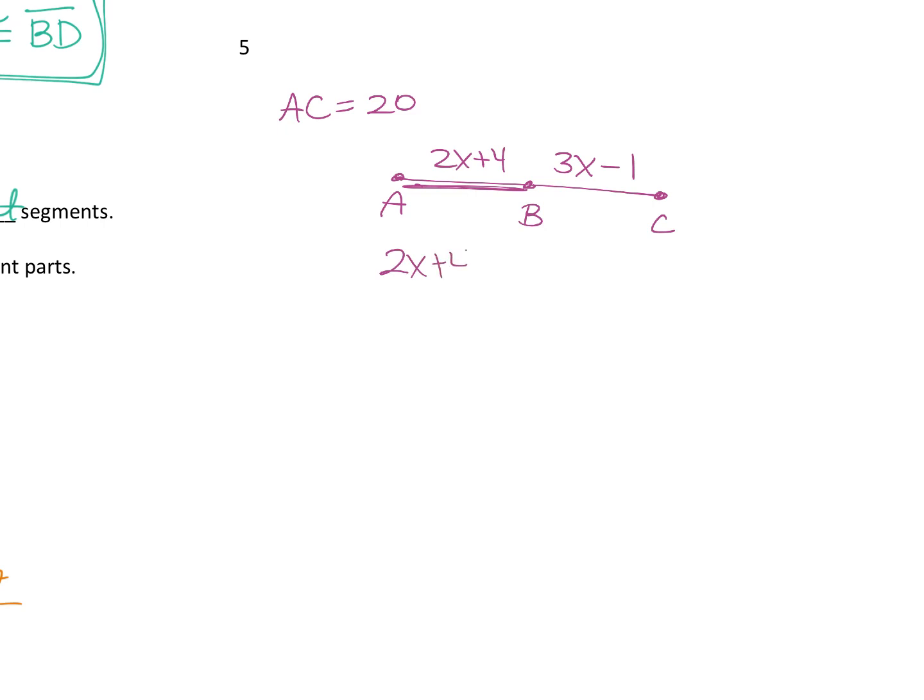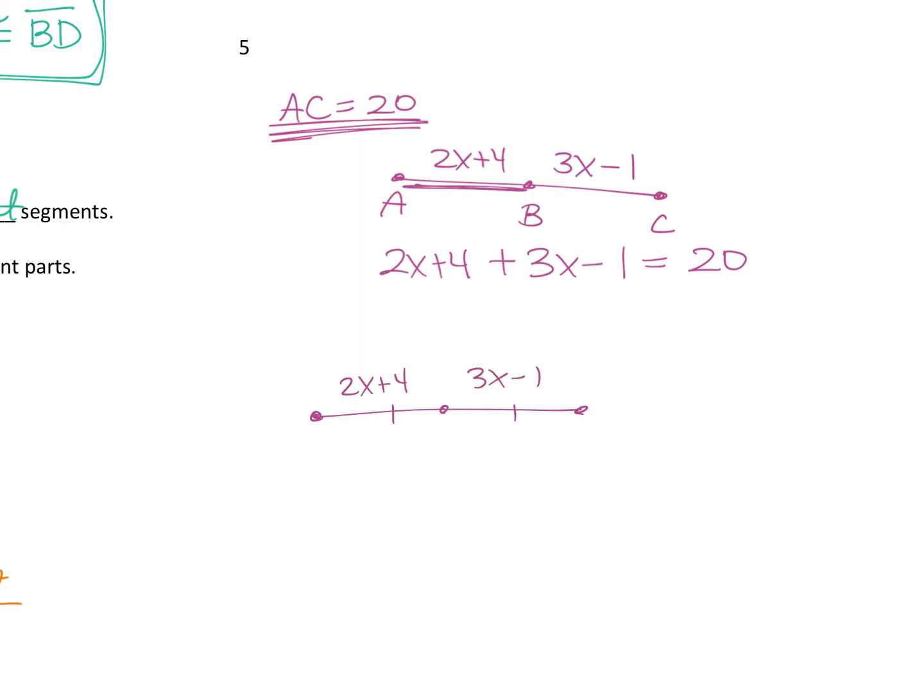AB plus BC should equal the total, right? They told us what the total was. Okay, so you set it up like that, you solve it. If instead I gave you that, what would you do? Set them equal, because these little marks mean that those are congruent segments, right? The little hash marks mean they're equal. So you would just set these 2 things equal to each other. Does that make sense?